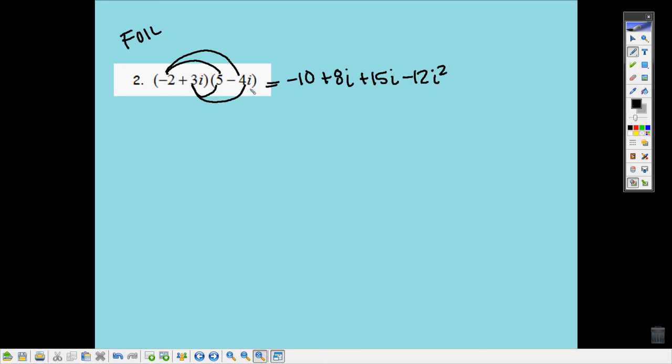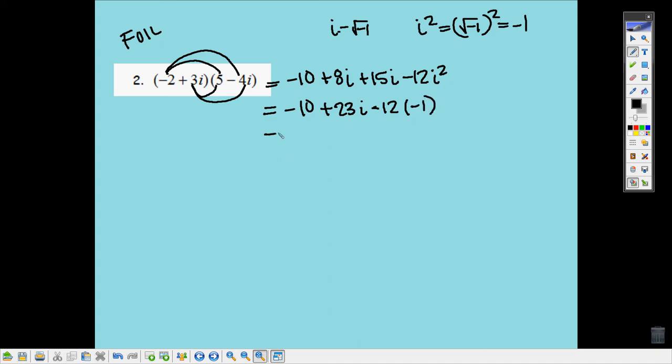Remember that even though that's an imaginary number, it's still a variable. So anything times itself is still represented as i squared. So we're going to combine like terms. So we have negative 10. 8i plus 15i is 23i. Now remember that i represents the square root of negative 1, so that if we have i squared, that is the square root of negative 1 quantity squared, which is just negative 1. So I'm going to replace my i squared with negative 1. So I have negative 10 plus 23i plus 12. Negative times a negative is a positive. So I'm going to combine like terms, and I get 2 plus 23i.